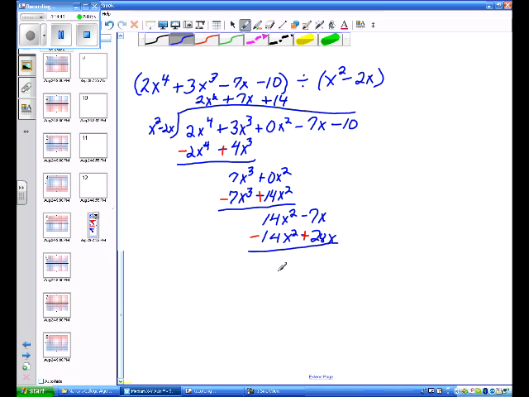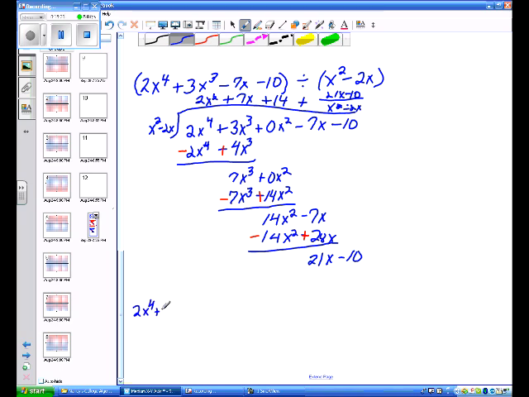This gives us 0, and this gives us 21x. Bring down the next term. Now, we cannot divide x squared into x. Once your degree here is less than the degree of your divisor, you're finished. So this would be our remainder, so we would write this as plus (21x minus 10) over (x squared minus 2x).